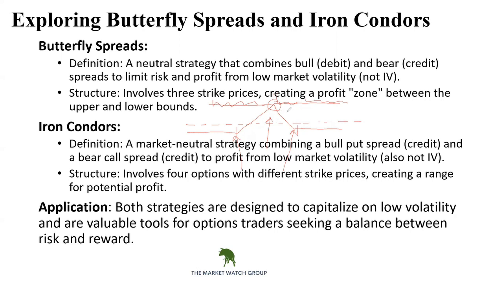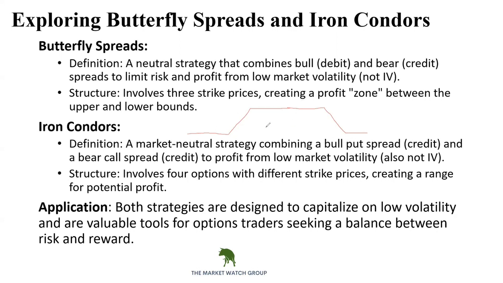Now, what if I were to push this one this way a little bit and this one this way a little bit? Well, I'm no longer going to have a point, right? Now, what I'm going to have is a bull call spread here, and then a bear call spread here, and they connect. And what does that look like? An iron condor.